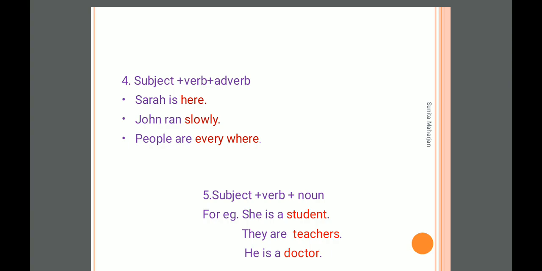The final structure is subject plus verb plus noun. For example, she is my friend. They are teachers. He is a doctor. The words friend, teachers, and a doctor are nouns.